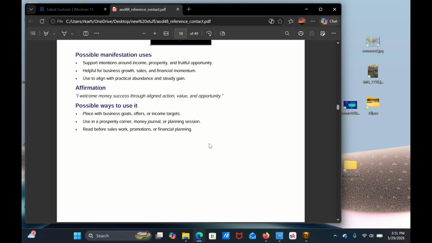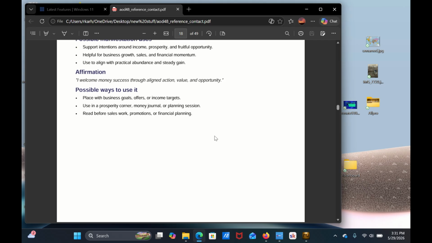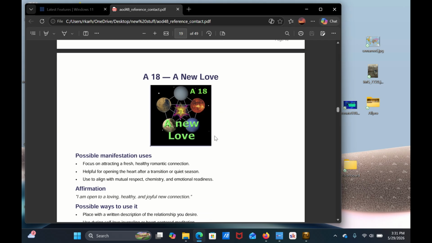Possible ways to use it. Place with business goals, offers, or income targets. Use in a prosperity corner, money journal, or planning session. Read before sales work, promotions, or financial planning.